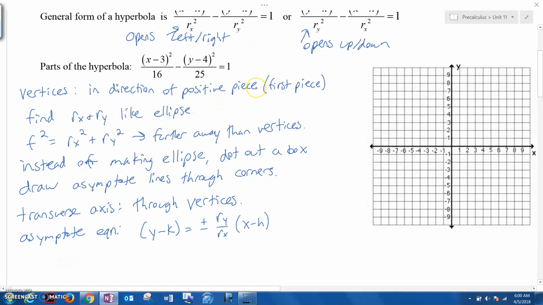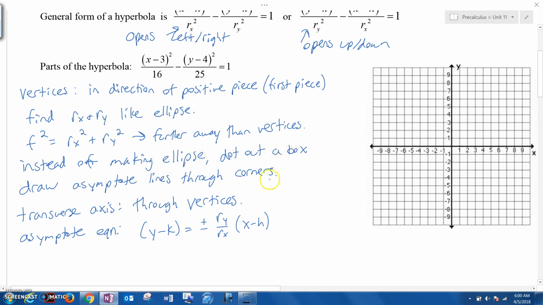So I said that there for vertices. You find everything like an ellipse. For the foci though, the distance from the center to the foci is found by this equation now, which is kind of like Pythagorean's theorem. It's f squared equals rx squared plus ry squared. So remember, in an ellipse, the main equation had a plus and there was a minus sign in the f equation. For hyperbola, there's a minus sign in the equation, but there's a plus sign in the focus equation.